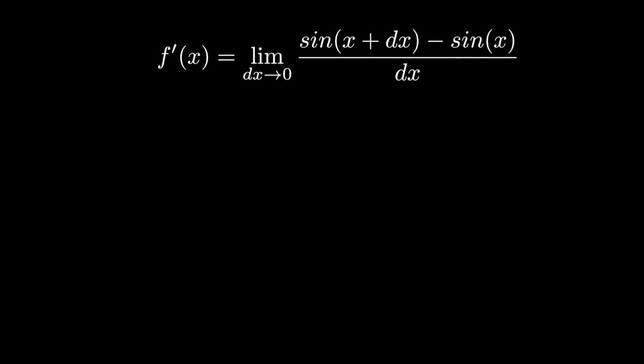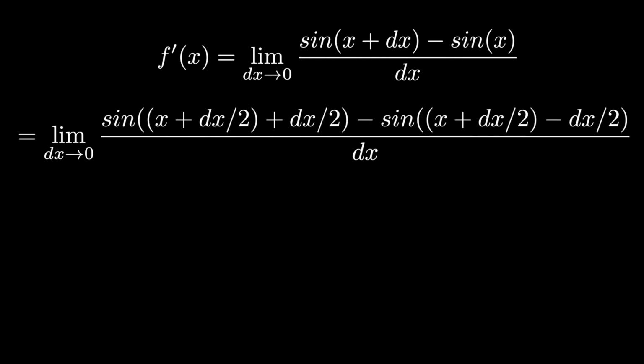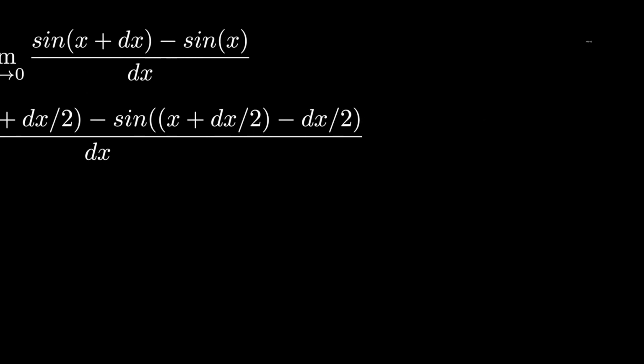We can write sine of x plus dx half plus dx half minus sine of x plus dx half minus dx half. Notice that dx half plus dx half is dx, and dx half minus dx half is 0, so we're not actually changing anything. However, now we can use the sum and difference angle identities. Let's first find sine of negative x and cosine of negative x because we'll need that. We could derive this algebraically too, but then we'd need to derive another formula.